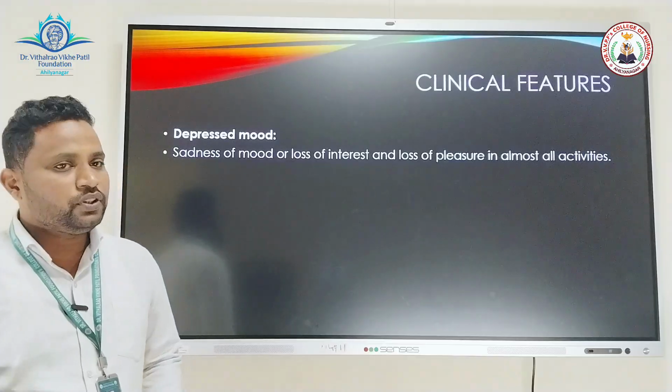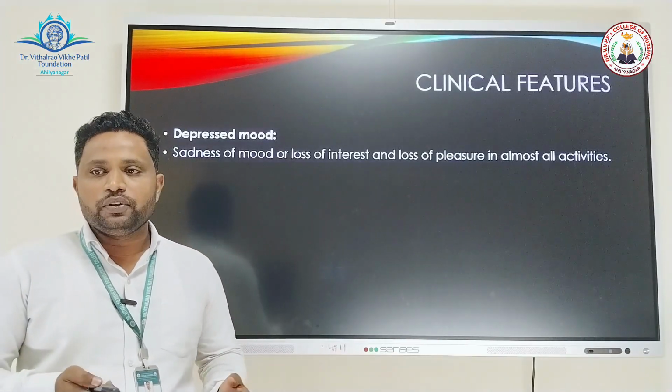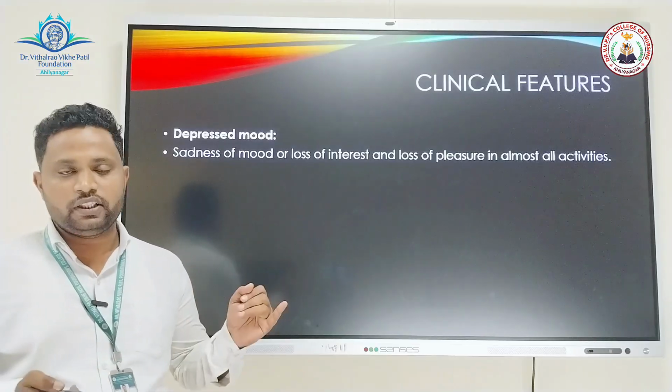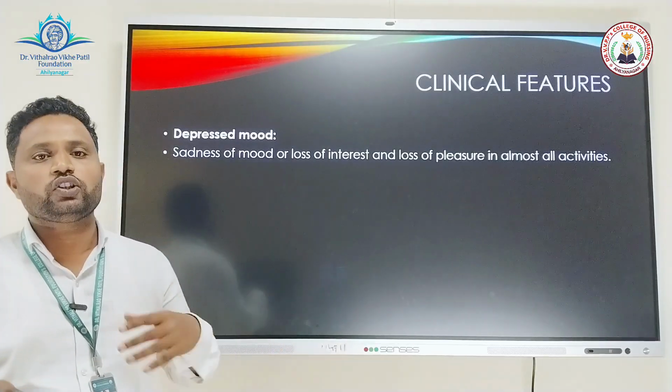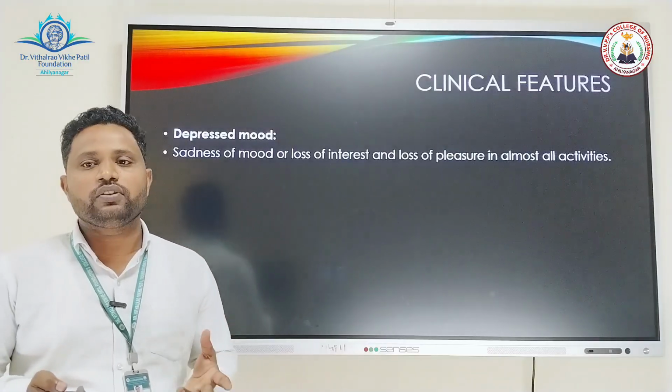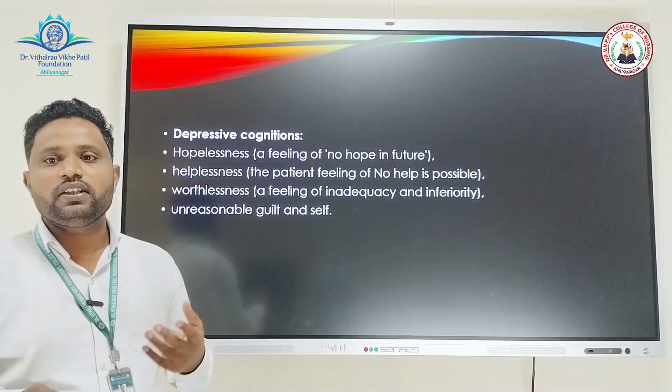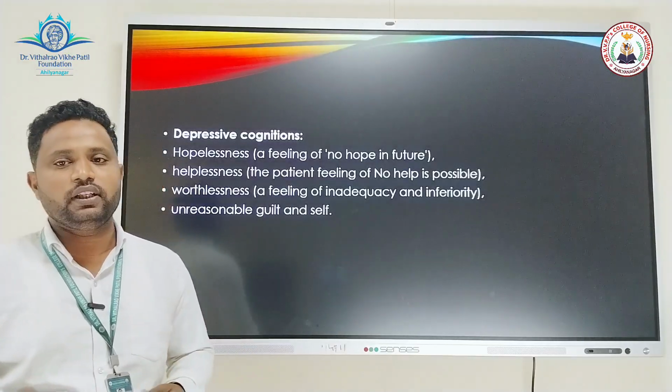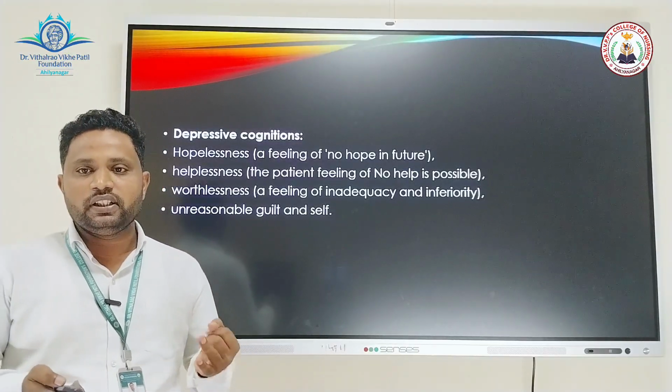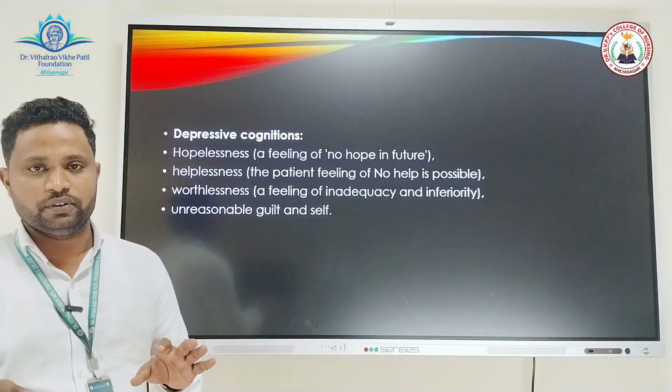Then clinical features of depression. The clinical features of depression mainly include depressed mood, that is low mood, sad mood, and loss of interest in all activity throughout the day. Then next is depressive cognition, that is hopelessness, helplessness, and worthlessness. So these are the triad of symptoms.